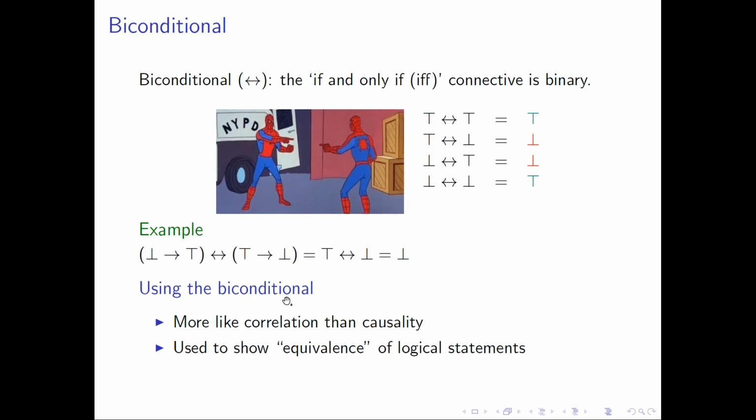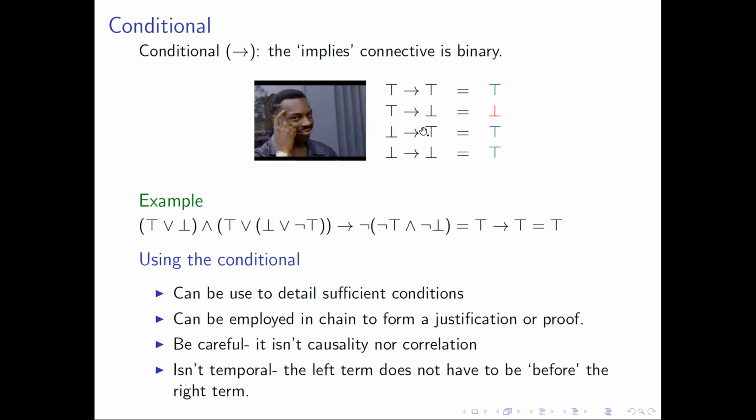There's also the biconditional. The biconditional is just another connective, but it's slightly different from the conditional, okay? It's if and only if together. What it means is it is true whenever the thing on the left hand side is the same as the thing on the right hand side. It is false otherwise, whenever they are different. So if we look at this example here, false implies true, if and only if true implies false. Well, the thing on the right hand side here is true.